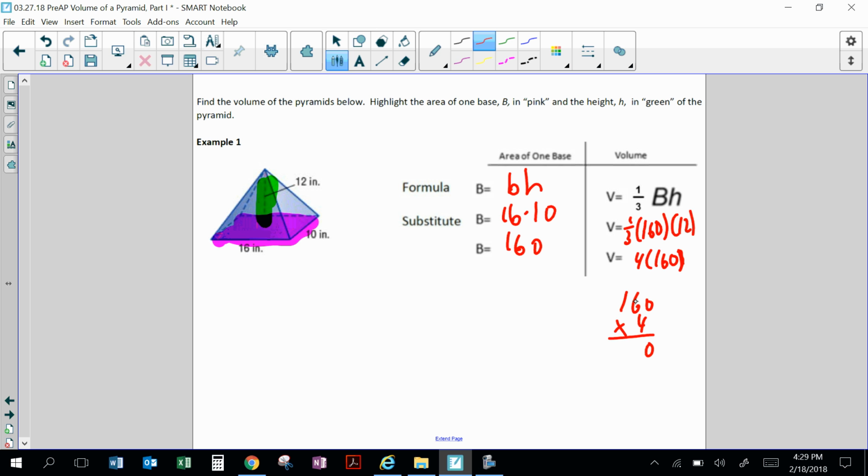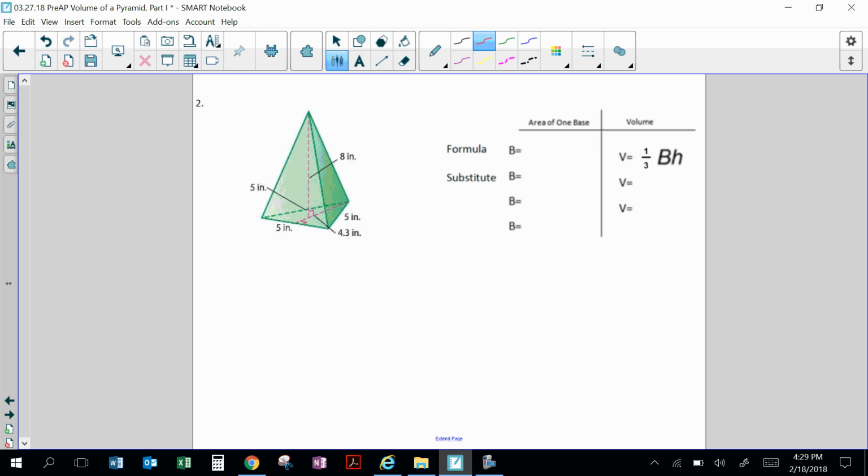4 times 0 is 0. 4 times 6 is 24, carry the 2. 4 times 1 is 4, plus 2 is 6. So 640 cubic inches, because it is three-dimensional. That's why we're finding volume. It's measured in cubes. Next one.